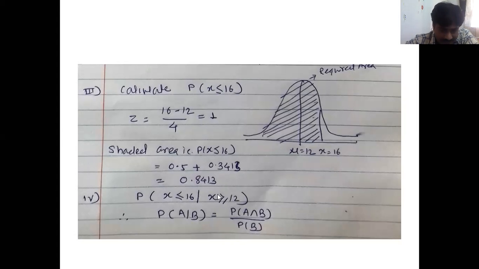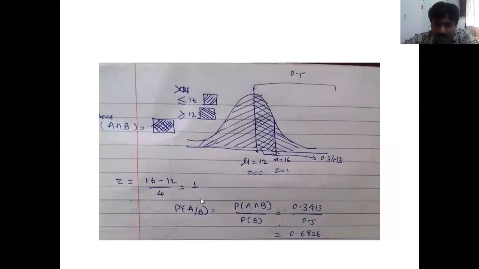Now the last example will be composed of these two, that is, we need to calculate the probability of x less than or equal to 16 given x greater than or equal to 12. So this is of the form probability of A given B, and that is equal to probability of A intersection B divided by probability of B, right? So we'll move to the next slide. Now see the computation of the required area.